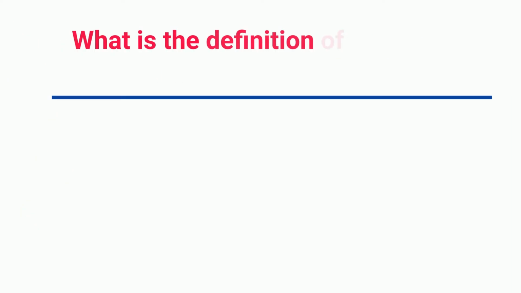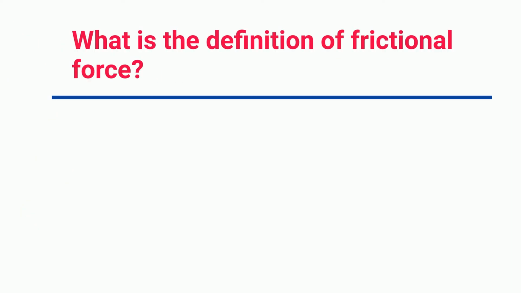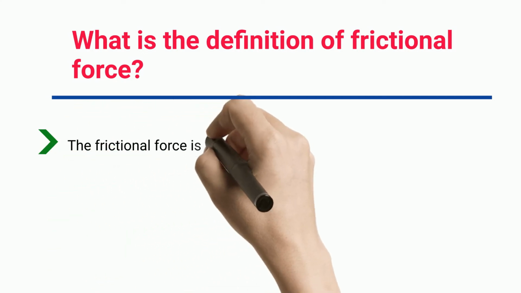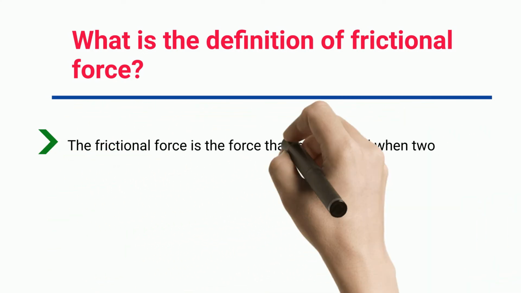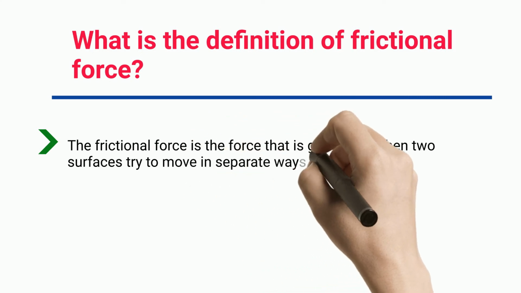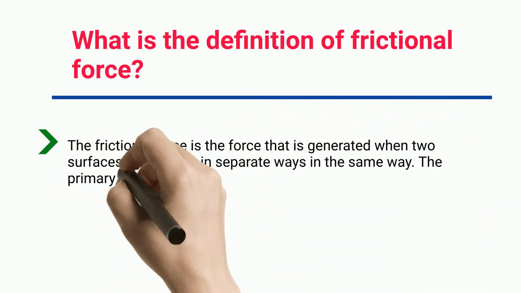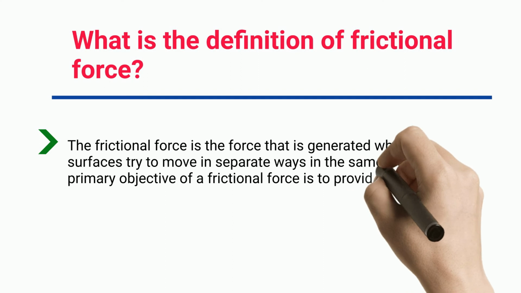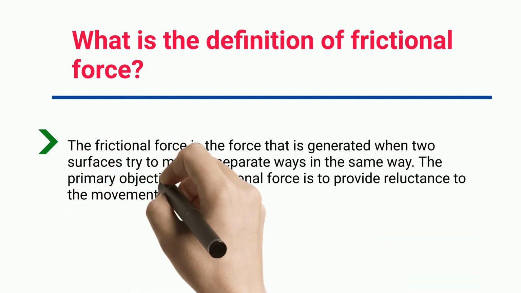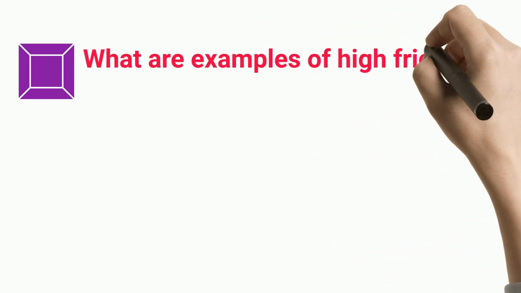What is the definition of frictional force? The frictional force is the force that is generated when two surfaces try to move in separate ways in the same way. The primary objective of a frictional force is to provide resistance to the movement of one object over the other.